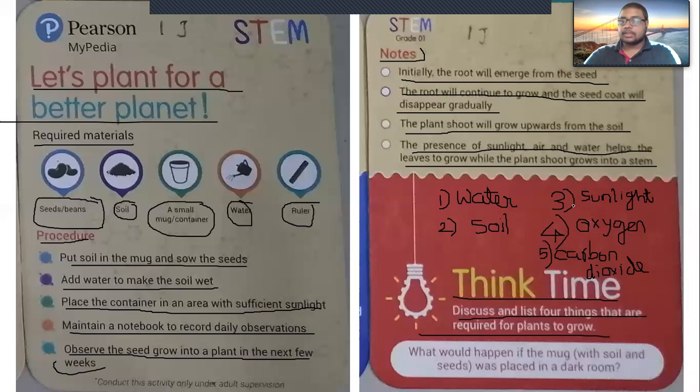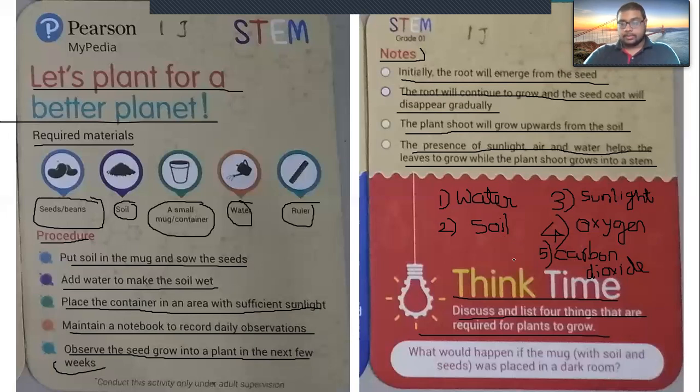Okay, sunlight is required by plants to grow. Soil is also required by plants to grow. All these things are required by the plants to grow. Carbon dioxide is taken up by plants to produce their own food. Okay, this is why carbon dioxide is also required. Oxygen is essential for everyone on earth. That's why oxygen is also required.